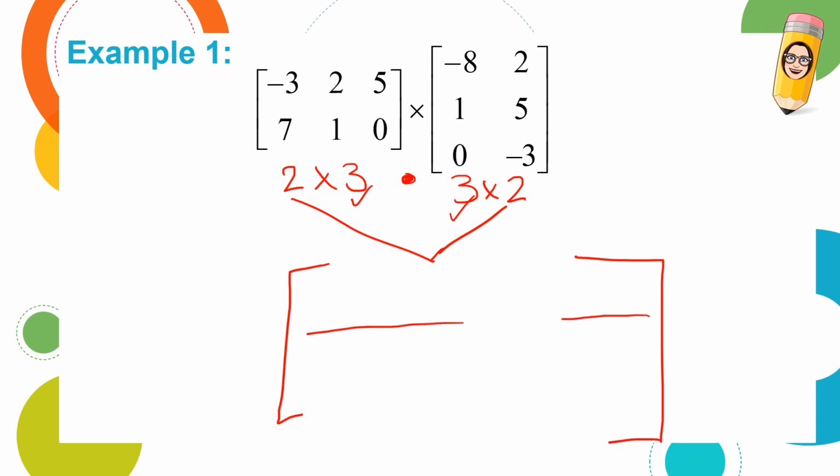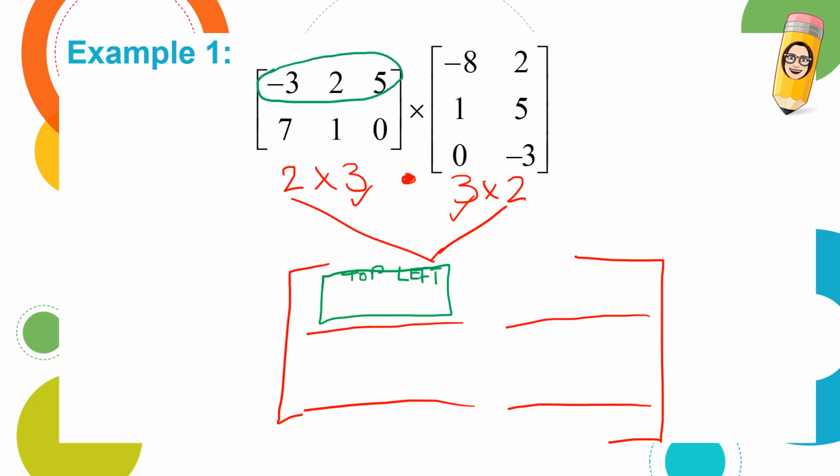Something I like to do is set up the blanks of what I'm looking for. Now I'm making these a little larger because I'm going to show you the work as we go. To multiply, you're going to go row by column. Look at this spot right here. I would say that this is top left, right? In my little new answer matrix, top left. That means I care about the top row and the left column. You have to go row by column, okay? So top row, left column.